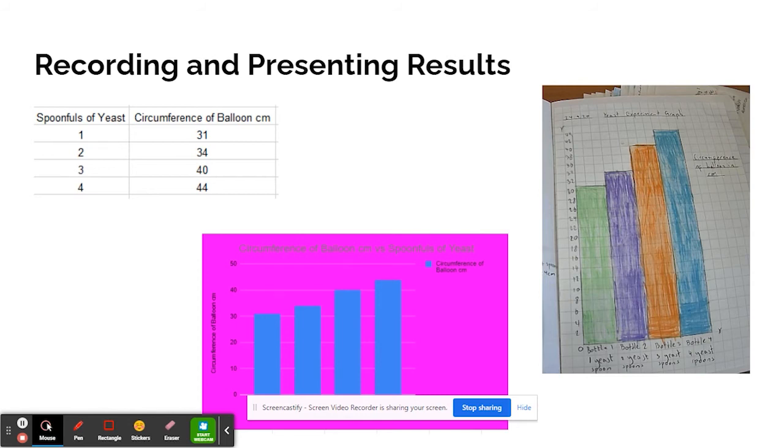We had a cross-curricular link. We put all our information on a spreadsheet, so we were able to record our data very well organized. The children also took this data and made their own bar charts to show which bottle produced the biggest balloon, and they knew which amount of yeast was in each bottle.